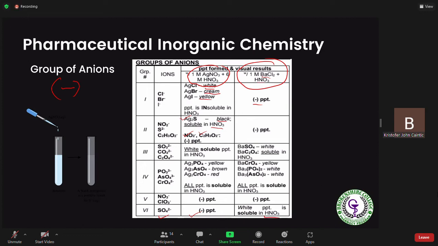So again, these are the following identities of an ion. So make sure that you familiarize this one.